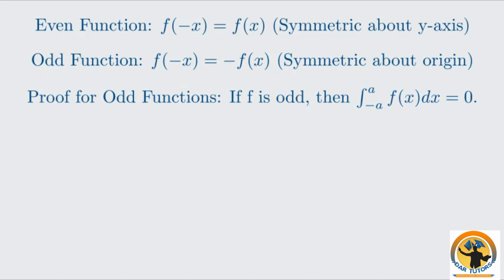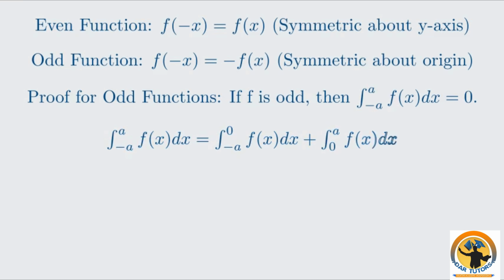We can split the integral into two parts. The integral from negative a to a is the integral from negative a to 0 plus the integral from 0 to a. Now, let's focus on the first integral.